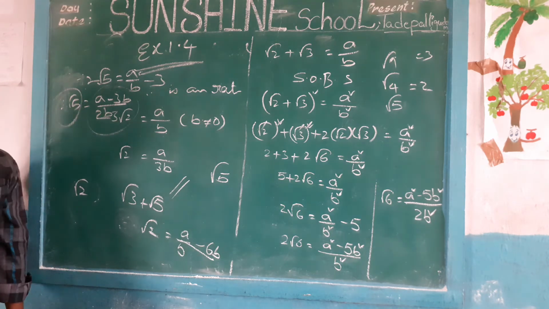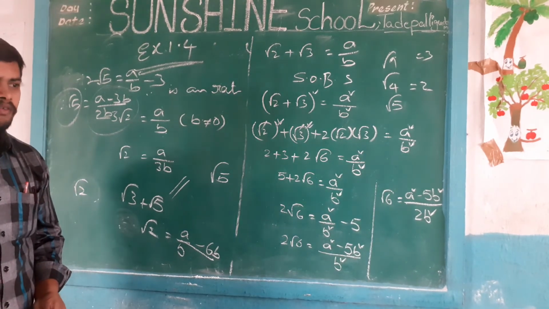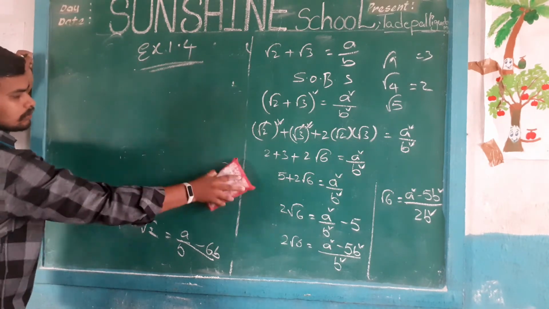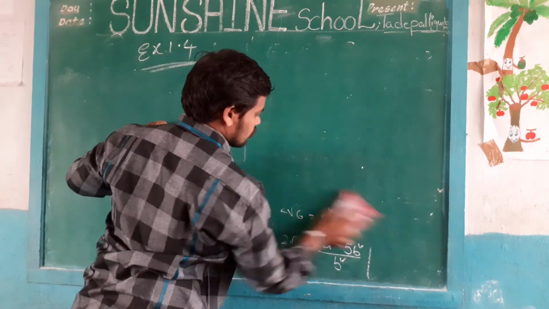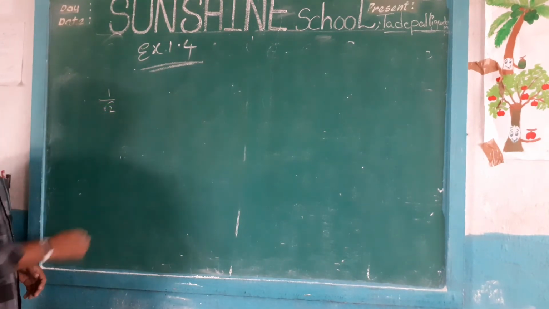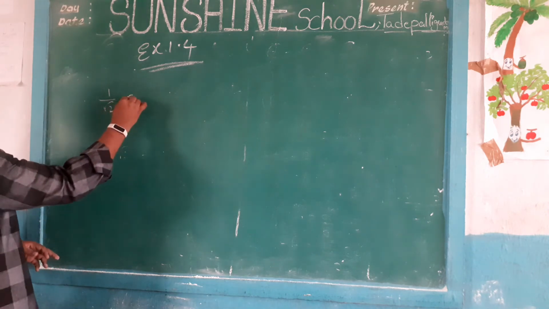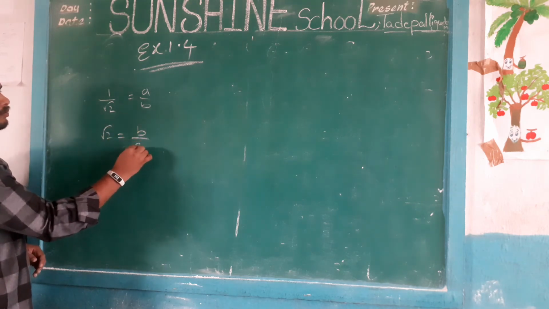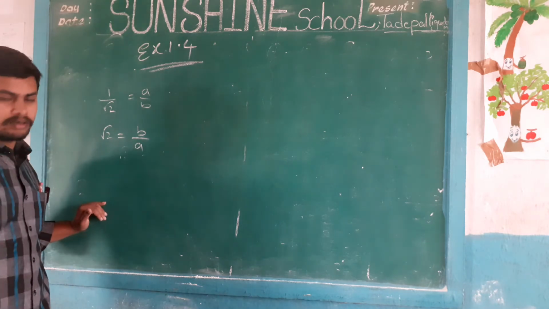Same process. But the first sum is different: 1 by root 2. Different means simple logic. Let us assume 1 by root 2 is a rational number, so it can be written as a by b. So reversing, root 2 equal to b by a.